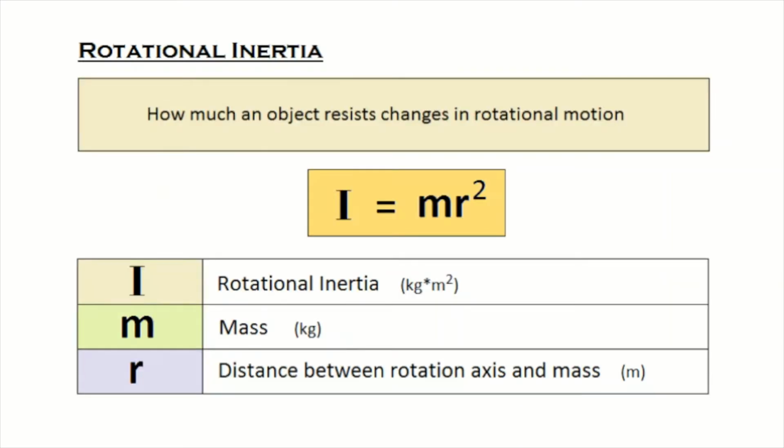Let's first define rotational inertia. It is how much an object resists changes in rotational motion. The variable is capital I, and it's measured in kilograms times meters squared. The equation is that it's equal to m times r squared. M is the mass of the object in kilograms, and r is a distance. It's measured from the axis of rotation to where the mass is located, measured in meters. And I'll talk more about this r variable in the slides to come.